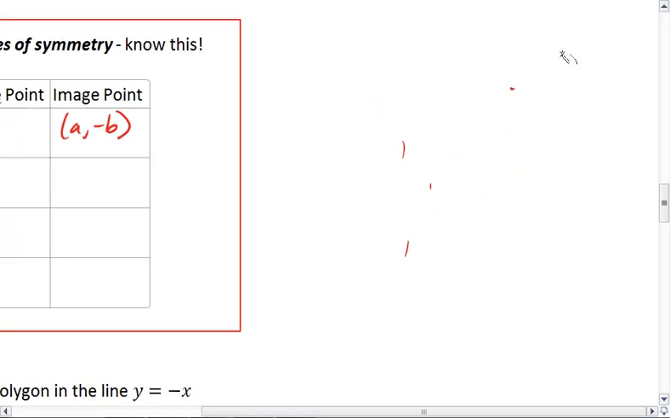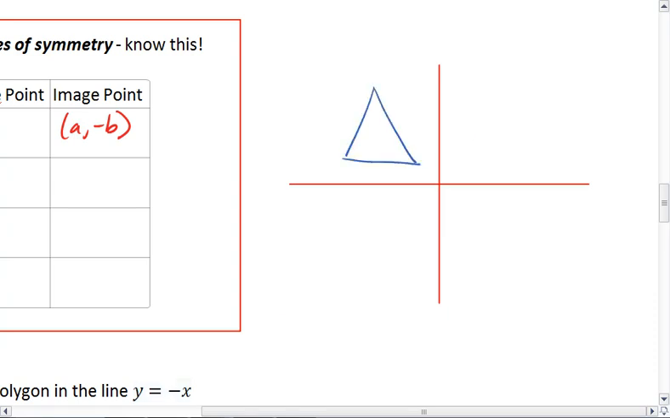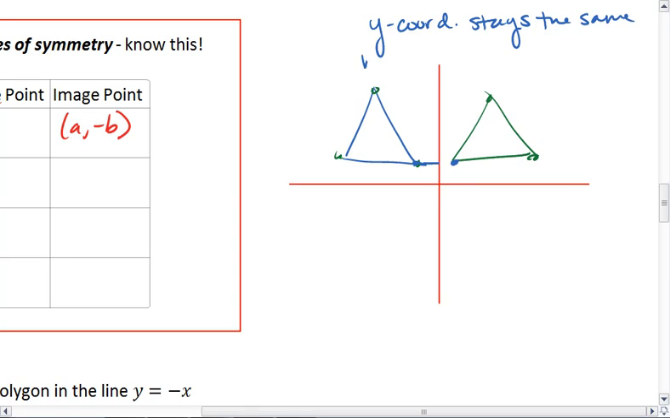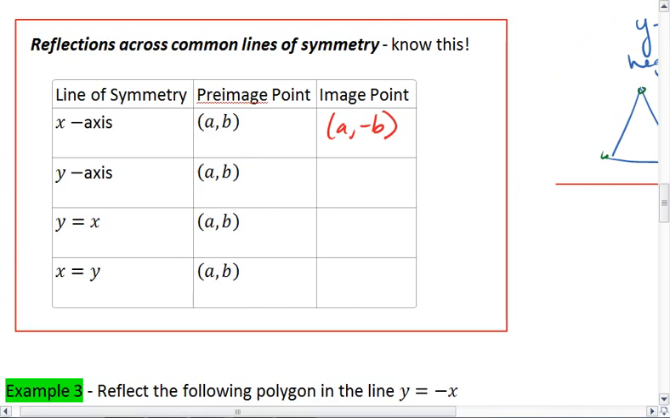Alright, let's now look at what happens when we reflect across the y-axis. If I want to reflect this shape across the y-axis, all of my y values stay the same. Each point has the same height, but the horizontal distance changes signs. So the y coordinate stays the same, but we use the negative x coordinate. Meaning, if our original point is A, B, then the image point is negative A, comma B.